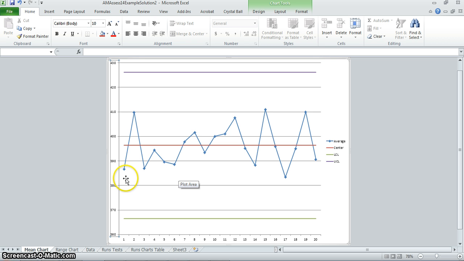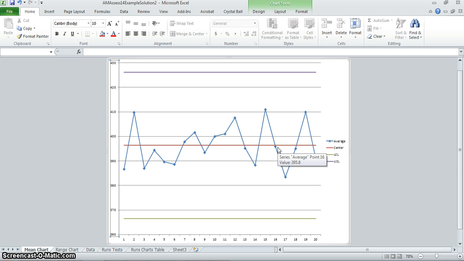So far we're counting runs, we have 1, 2, and 3. Here we have a group of 2 above the center line, that's 4. 1 below the center line, that's 5. 3 above the center line, that's 6. 2 below the center line, that's 7. 1 above, 8. 3 below the center line, that's 9. 1 above the center line, which is 10. And 1 below the center line, which is 11. So we have 11 runs above and below the center line.